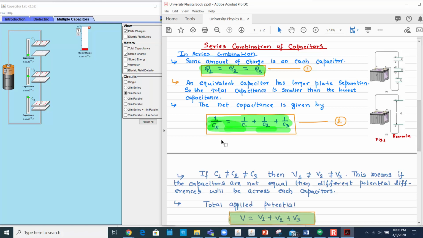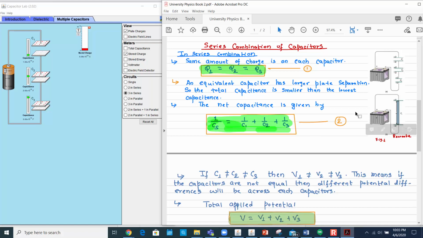Now let me explain one more time why the net capacitance is smaller than the smallest capacitance. In series combination, the way we can think of this is that the area of each capacitor is exactly the same, but when you connect them in series, the effective distance increases, as you can see here. As the distance increases, the capacitance will be smaller.